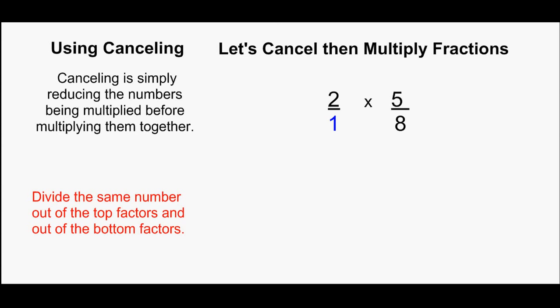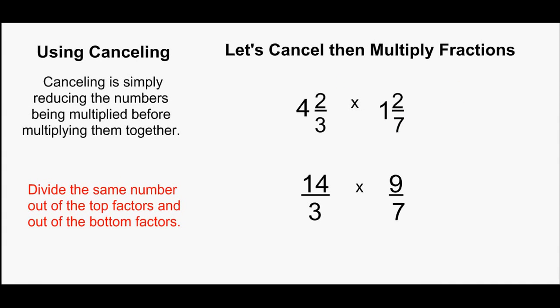The whole number 2 can be written as a fraction 2/1. Let's divide the top by 2. 2 divided by 2 is 1. And the 8 in the bottom divide by 2 and we get 4. We multiply across the top. 1 times 5 is 5. And multiply across the bottom. 1 times 4 is 4.